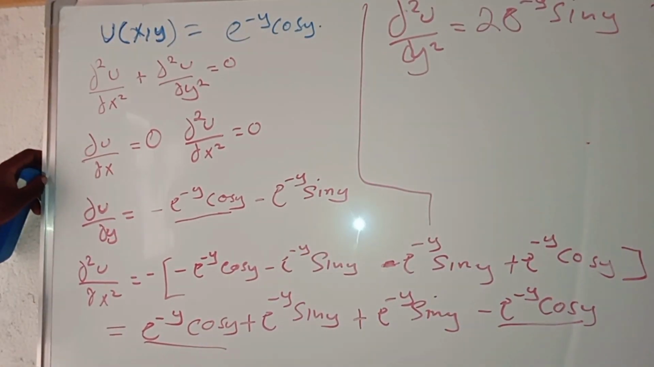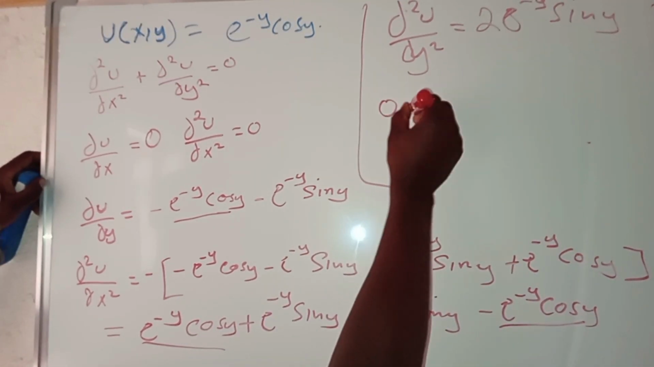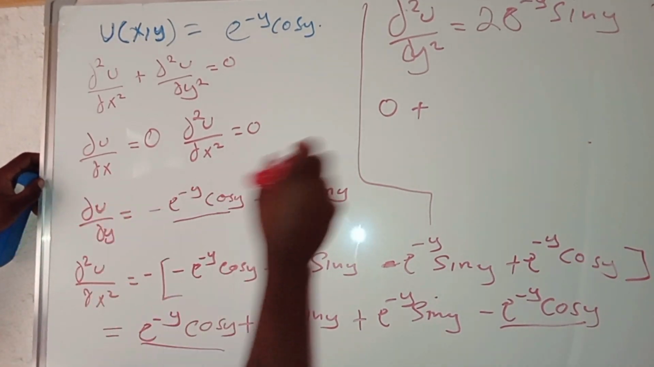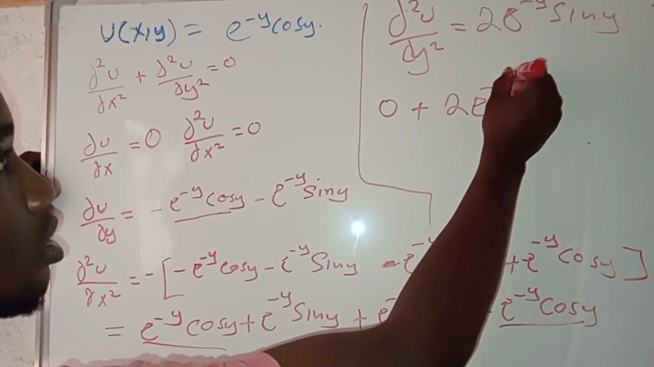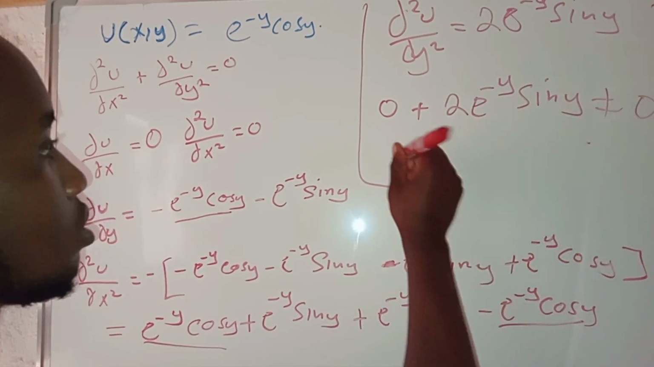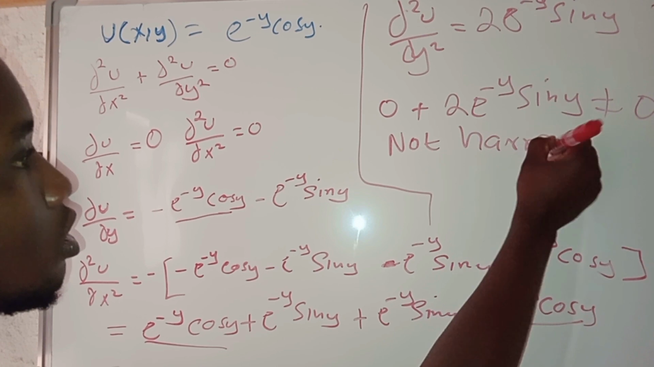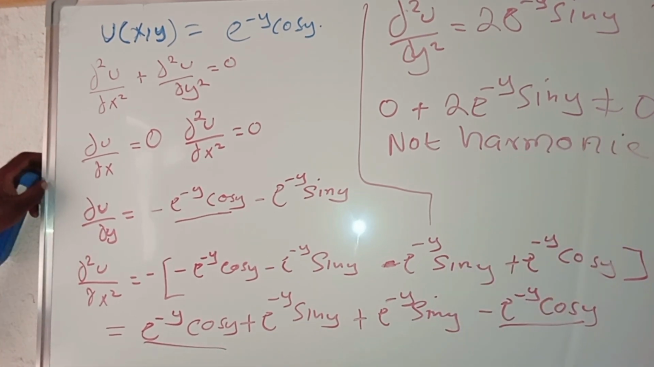Check whether it is harmonic. So if it is harmonic, you add 0 plus 0, which gives 2e to the minus y sin y, not equal to 0. So it is not harmonic.